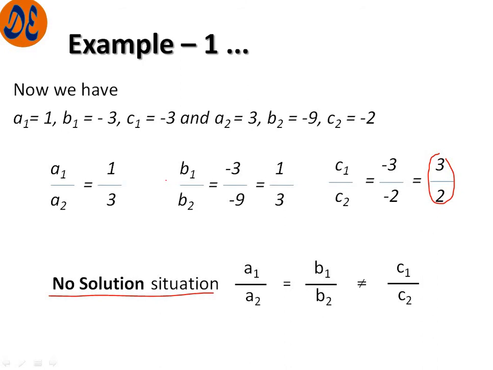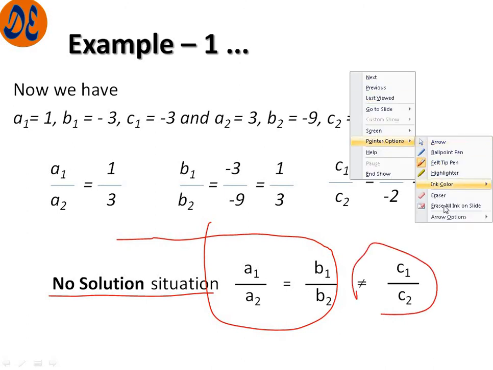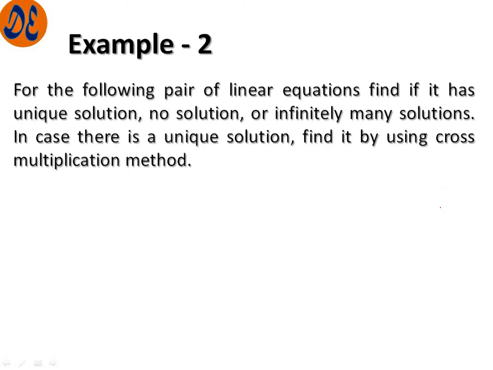We say inconsistent because there is no solution, because we know the condition: if a1 by a2 is equal to b1 by b2 and that is not equal to c1 by c2, the equation is inconsistent and there is no solution. So now let us take another pair of equations and solve accordingly.